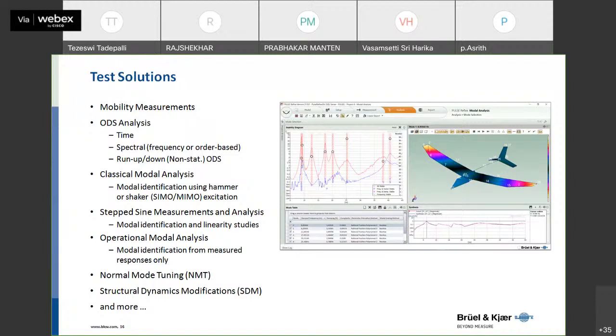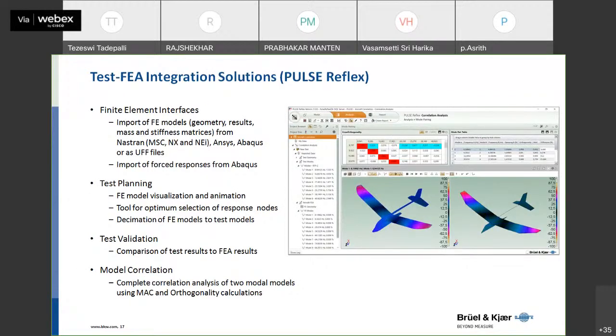I have other techniques like normal mode tuning, structural dynamics modification. The next one is the finite element interface. As you know, in many cases, you also do the finite element analysis of the structure in Nastran or ANSYS or Abaqus, and look at how closely your theoretical measurements compare with your practical measurements.